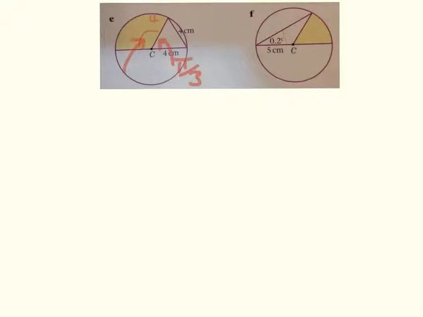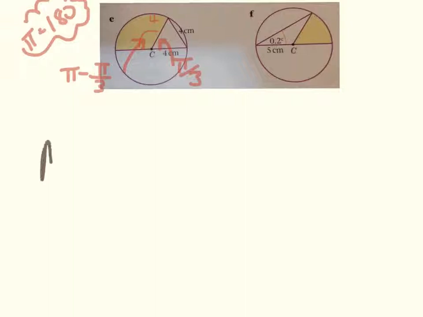So we know in a straight line, in degrees, that would be 180 degrees. So in radians, that's pi. So that angle there is going to be pi take away pi over 3. Or think of it as 1 take away a third. All right? Just put that in the corner. That's always a handy thing to remember. Pi is equal to 180 degrees.